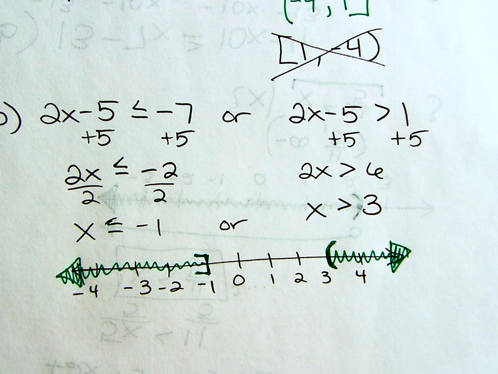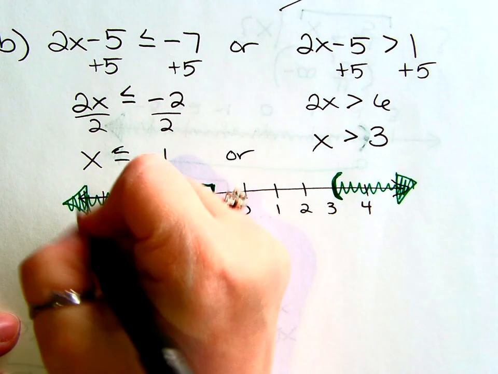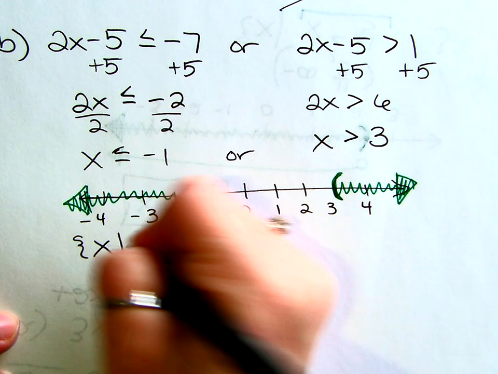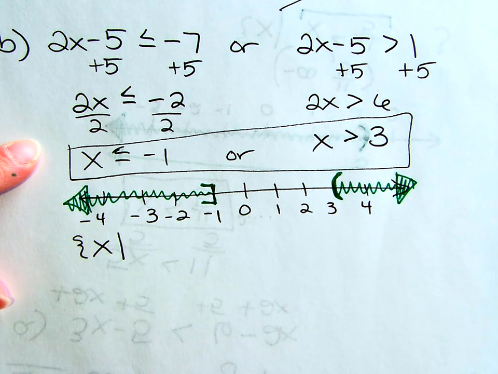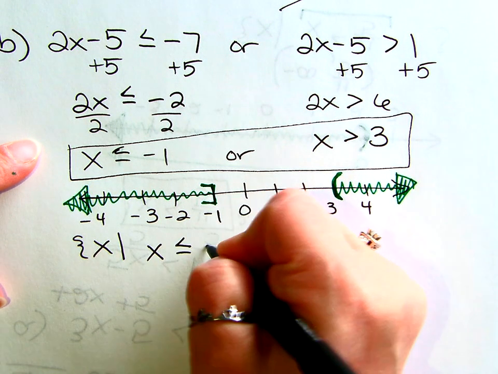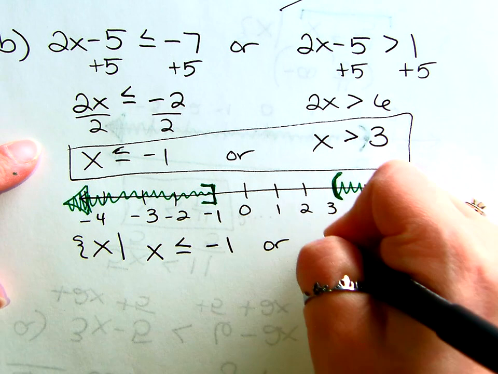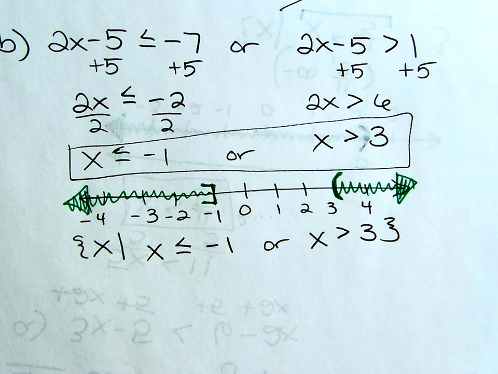Even with a set builder, it's not any different. x such that, you write down all of this inside your set builder. You can type in the word OR inside your set builder, and it's totally acceptable. You would have x is less than or equal to negative 1, or x is greater than 3. You could also do it with a comma instead of OR if you so chose. That would also be correct. But there's the set builder.